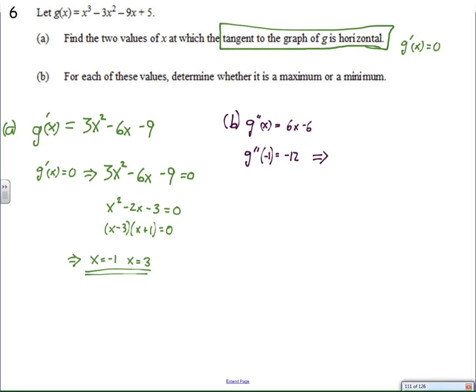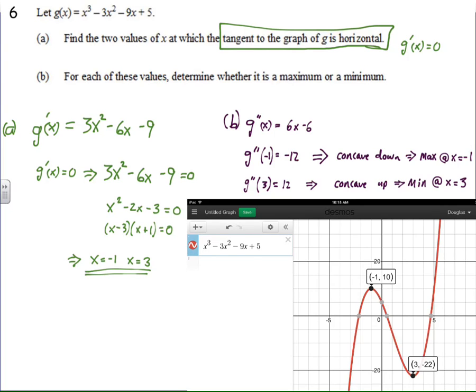For part B, take the second derivative, set it equal to 0, and not set it equal to 0, I'm sorry. What we're going to do is take the second derivative and evaluate it at -1 and get -12. So there's a stationary point where the curve is concave down, which means the maximum exists at -1. Then I take g double prime of 3 and I get +12, which means we're concave up, which means we have a minimum at x equals 3. And there's a maximum at -1 and a minimum at 3, and that's confirmed by my graph.